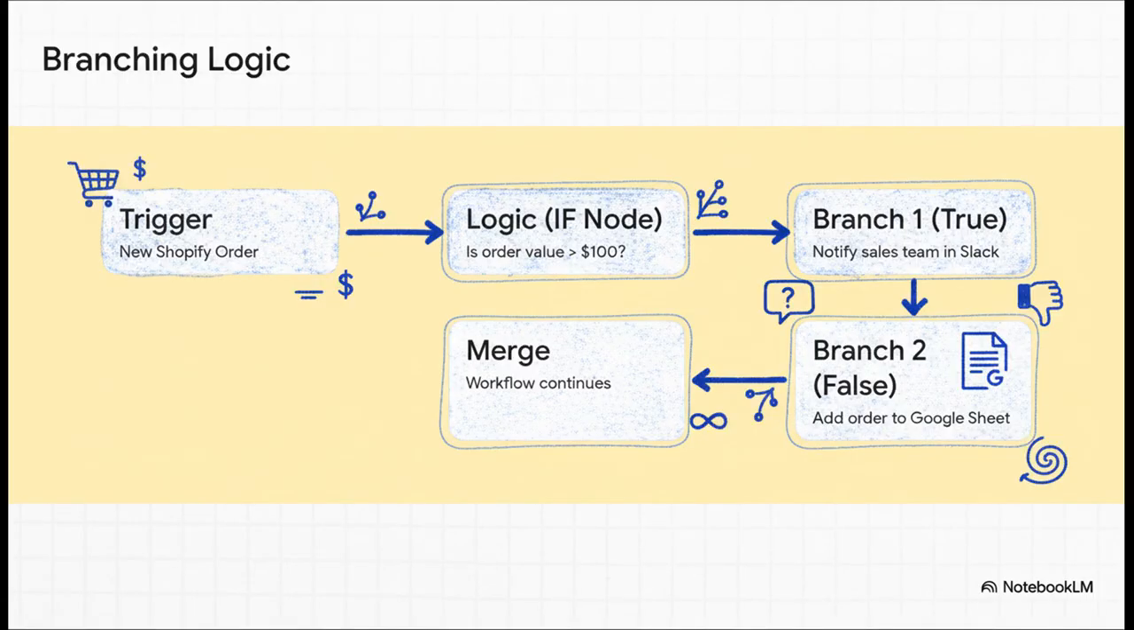And this is a perfect example. Just imagine a new order comes in from Shopify. That's our trigger. Then, n8n can use a logic node, an IF node, to check the order's value. Is it over $100? If it is, boom, it goes down one path and sends a special alert to the sales team on Slack. If it's not, it takes a totally different path and just quietly adds the order to a Google Sheet. It lets you create these intelligent, branching roads for your data to follow.